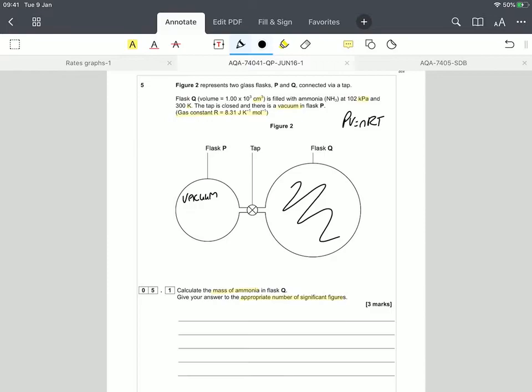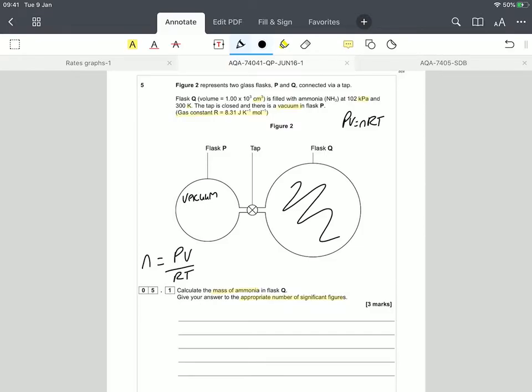So we've got a little bit of work to do. To get to the mass of the gas, we're going to need the number of moles. To get the number of moles, then we need to rearrange the PV equals nRT equation, all right? So you're going to divide both sides by the RT part of the expression, and you're going to end up with n equals PV over RT, okay? All of those values are given already.